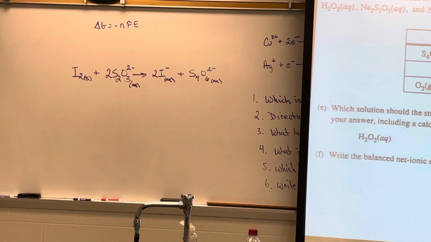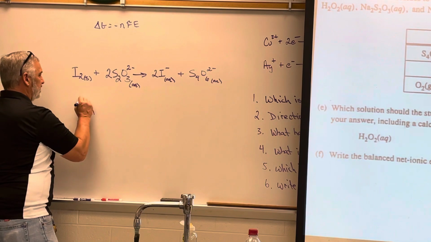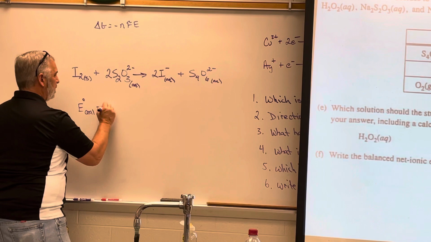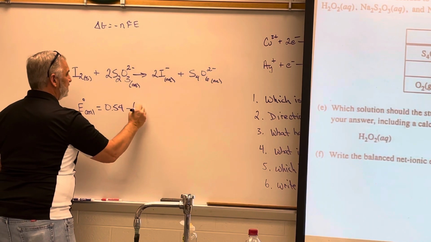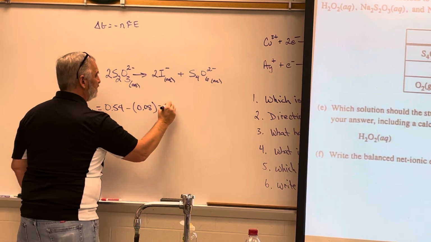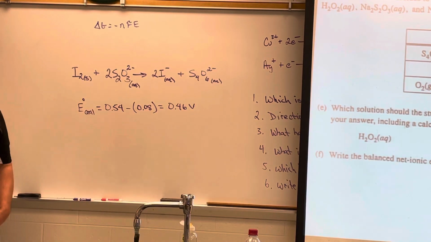You could also say the S2O3 is the only one that would be oxidized by the I2. But so our E cell then is simply going to be our 0.54 minus, is it a negative positive, 0.08. So it's going to equal 0.46 volts. Okay?